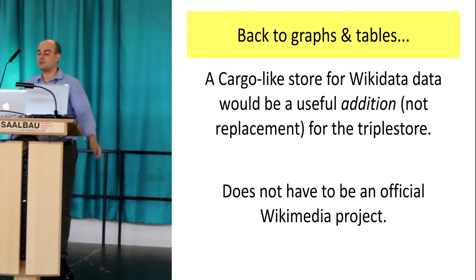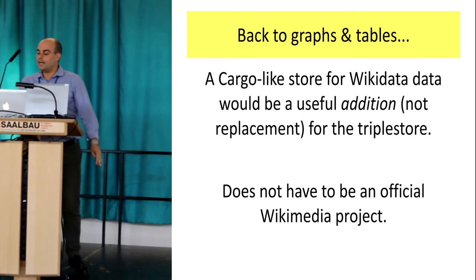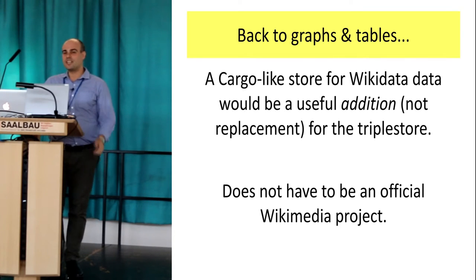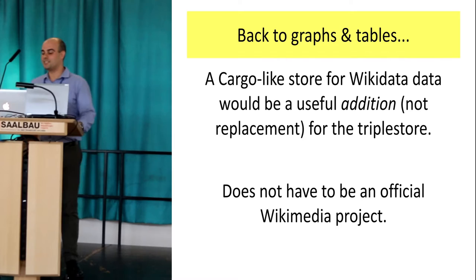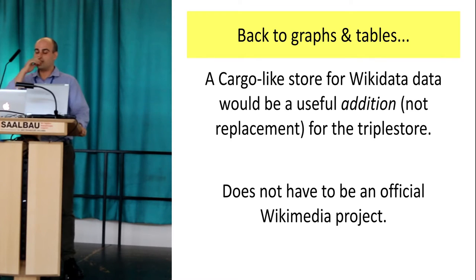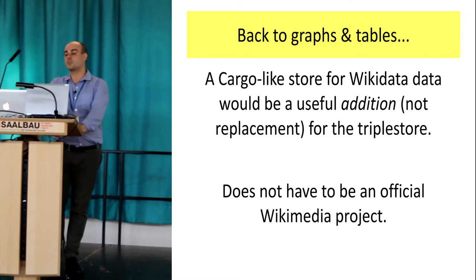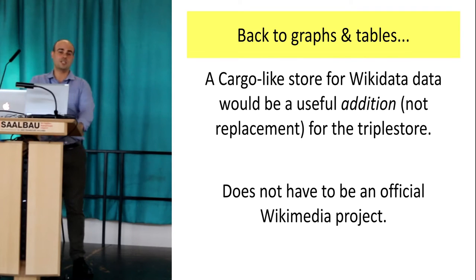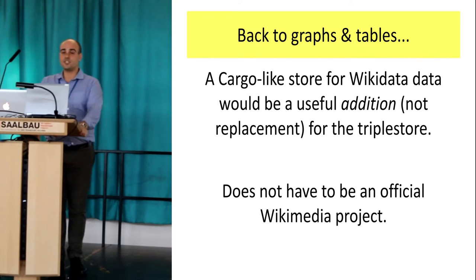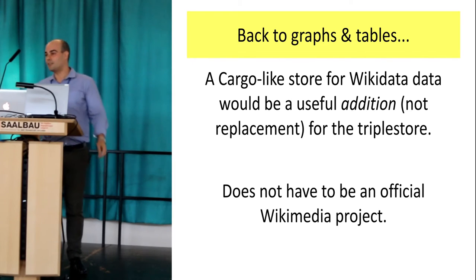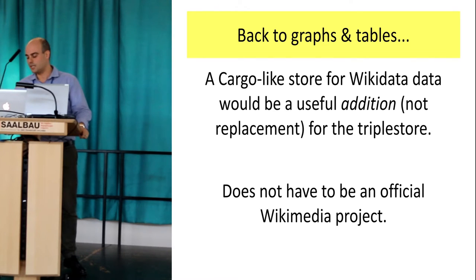Okay, so back to graphs and tables. I'm talking about Wikidata. I'm not explaining it. That'll be saved for a talk tomorrow, I guess. I'm assuming everyone knows about Wikidata. If not, I apologize. But it would be interesting, I think, to have a Cargo-like storage for Wikidata's own data, not as a replacement for what it uses now, which is an RDF triple store, but instead as an addition. It doesn't have to be an official Wikimedia project. I'm throwing the idea out there because I think it could be very interesting.